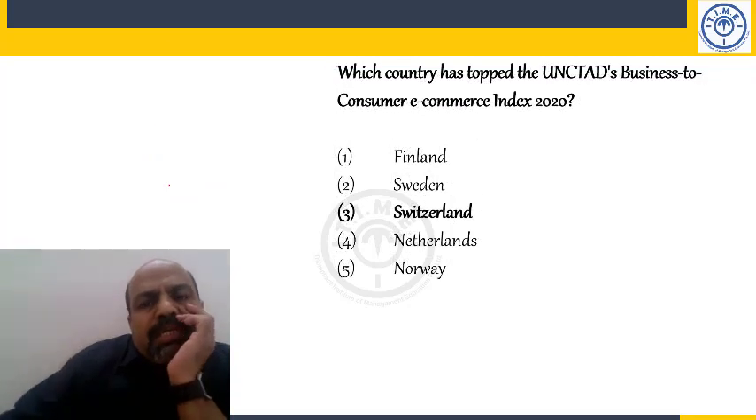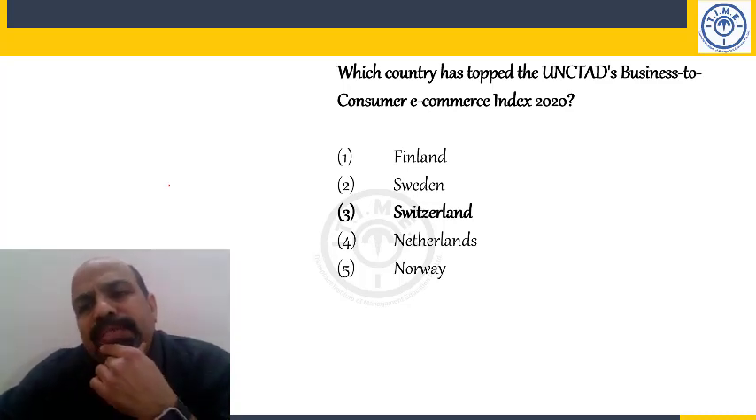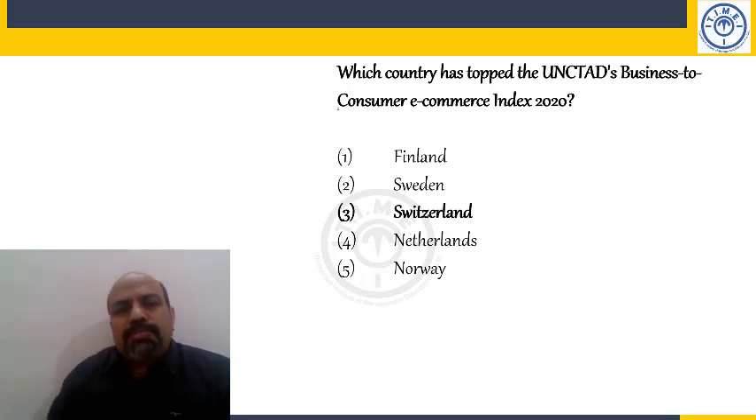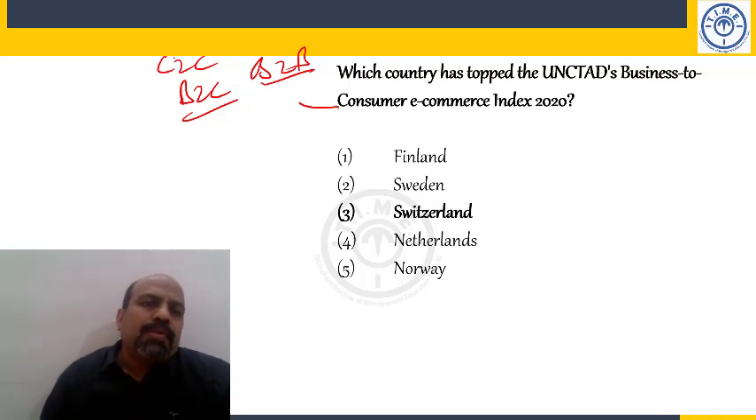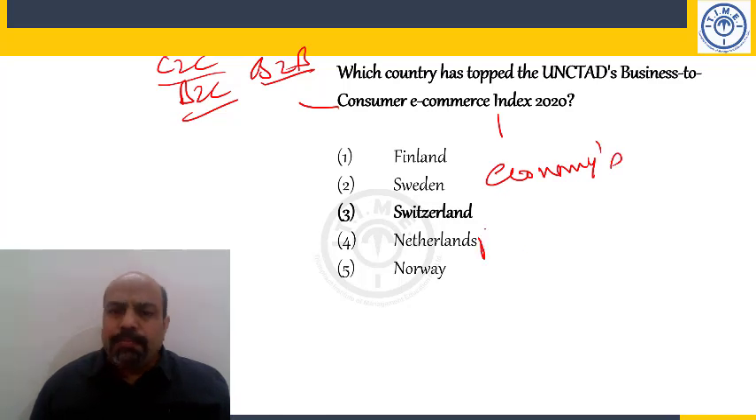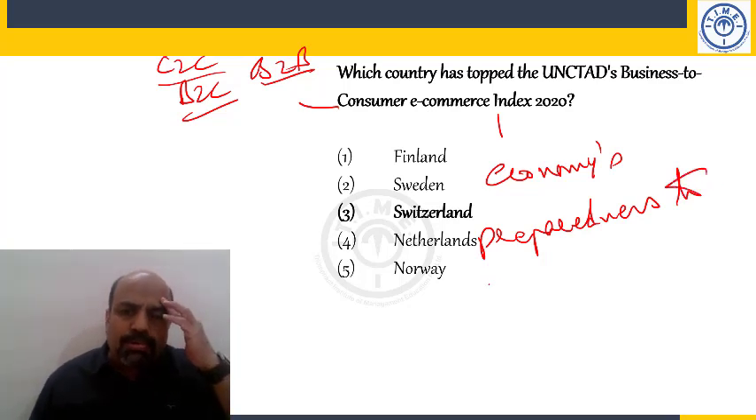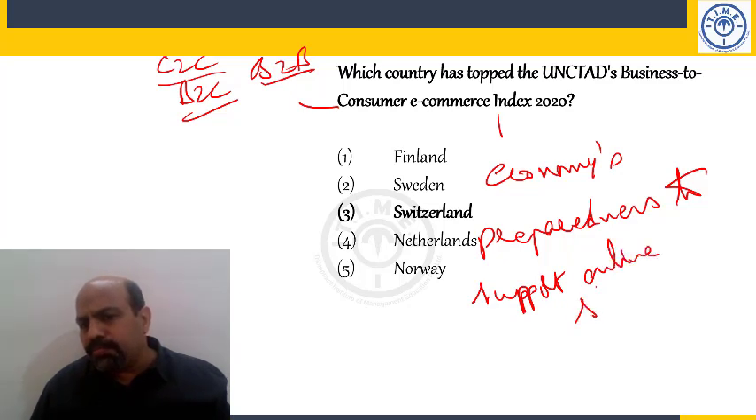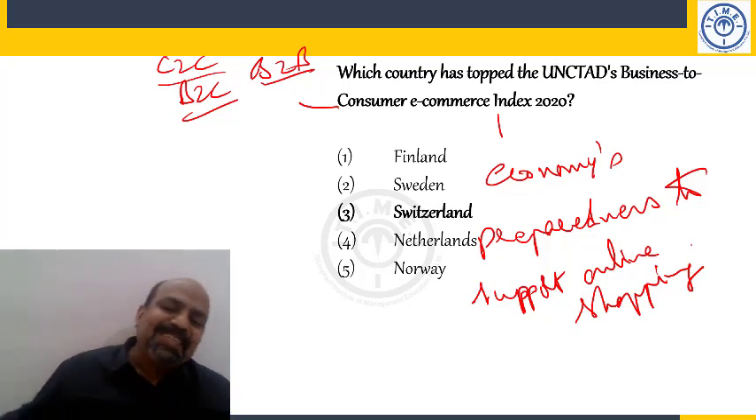Next. Which country has topped the UNCTAD's Business to Consumer E-Commerce Index 2020? So what is this B2C? It's called Business to Consumer. C2C is Consumer to Consumer. Business to Business is typically wholesale and all that. Switzerland has topped. But before that, let's look at what it measures. It measures an economy's preparedness to support online shopping.